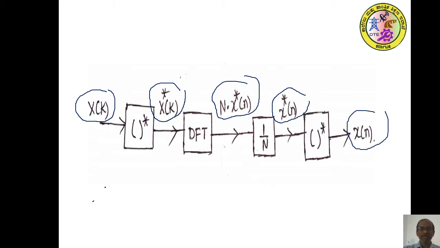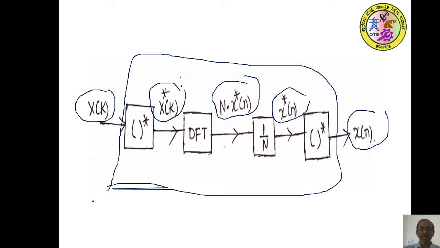Observe this complete block diagram. Input is x of k, output is x of n, means you feel that this is your IDFT. All blocks inside this box is IDFT, but internally you are using DFT hardware. This concept is called how to use DFT hardware to work as IDFT. This can be done like this.